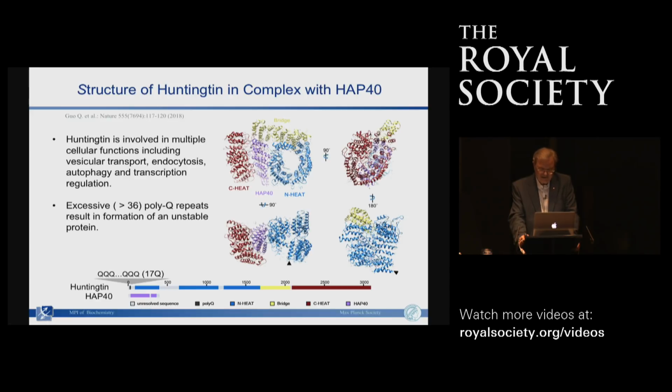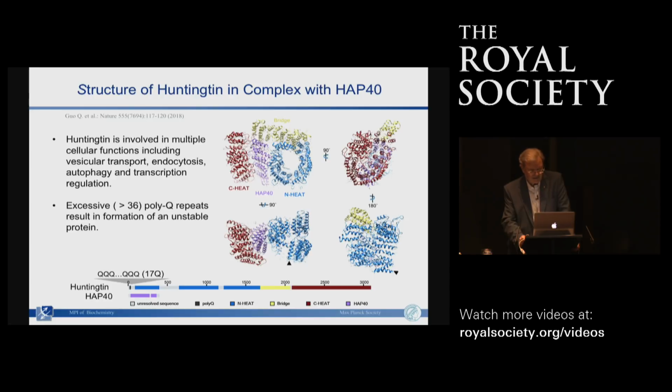Now, this has taken us 5 or 6 years, I must say, because the molecule is extremely flexible, and I think the only solution was to find an interacting protein, HUB40, which like a wedge inserts in between the domains, and that allowed us then to go from 8 or 10 angstrom finally to 3.5.